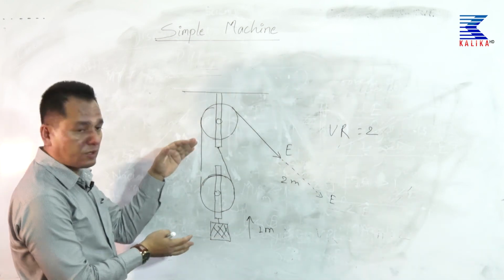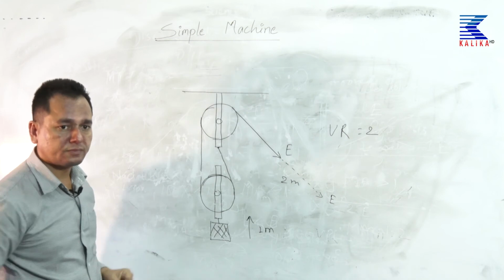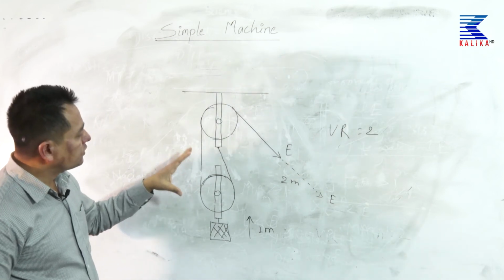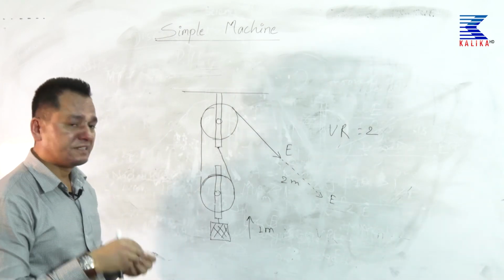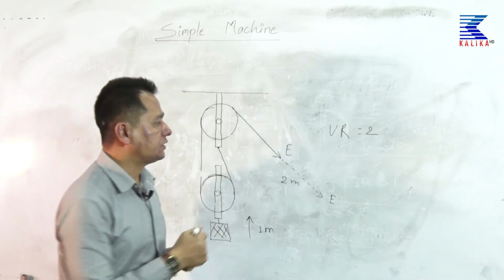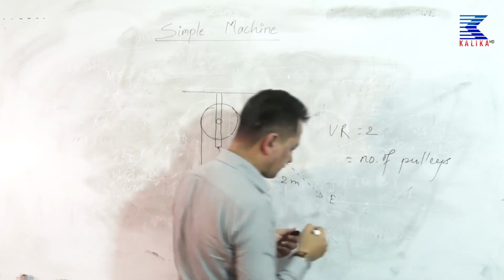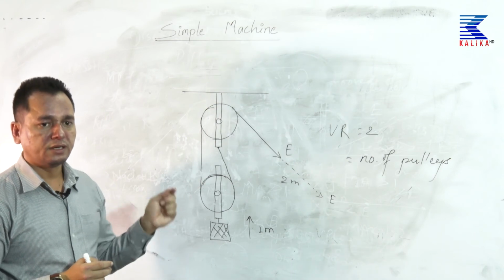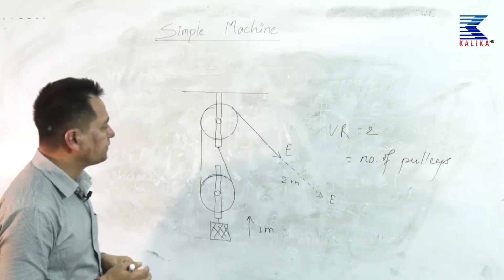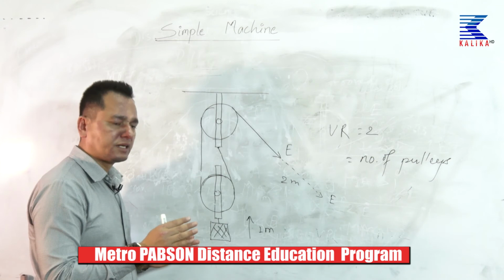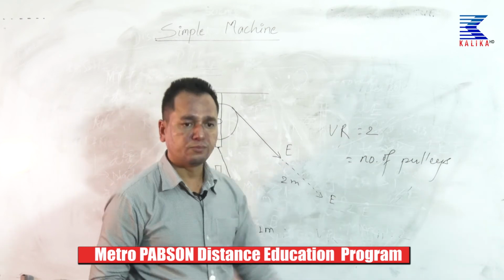What we can generalize is, this 2 is equivalent to the number of pulleys. So in a pulley system where a number of pulleys are there, we can generalize that VR is equal to the number of pulleys, except in a single movable pulley. In a single movable pulley, there's only one pulley, but still VR is 2. Except that single movable pulley, in all other pulley systems, we can say VR equals the number of pulleys.